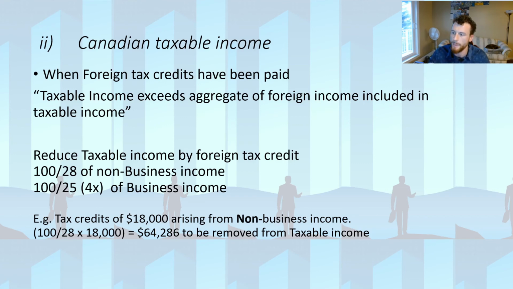Let's rephrase that. We get our taxable income total. We reduce that amount by the tax credits times 100 divided by 28, and that will result in our Canadian taxable income. Look at this example here that I've written up. Tax credits of $18,000 would result in $64,286 to be removed from taxable income.